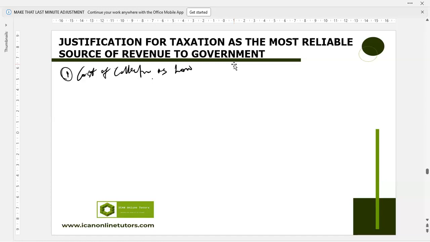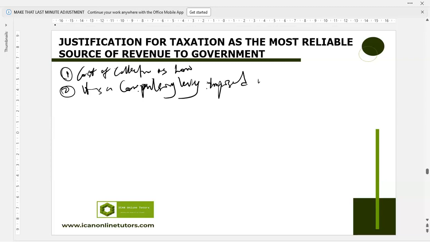Okay, so tax has remained the most reliable source of revenue to government anywhere in the world. Because taxpayers will pay if there is a good mechanism in place, if the government has structure, if they have captured all their citizens, I mean the taxable ones, if they have the data, so the cost of collection is low. Another thing is that tax is compulsory. It is a compulsory payment. It is a compulsory levy imposed on individuals, imposed on taxpayers.